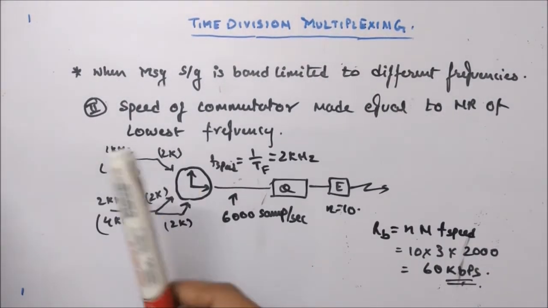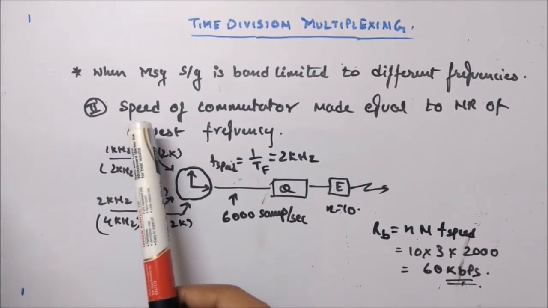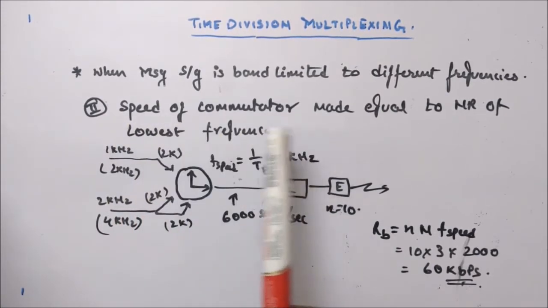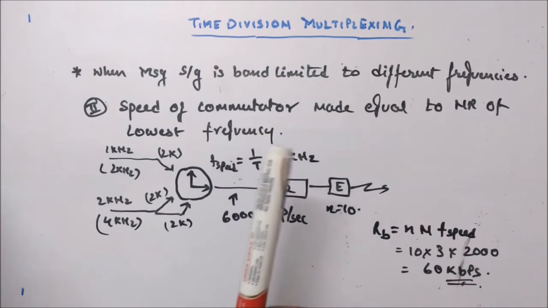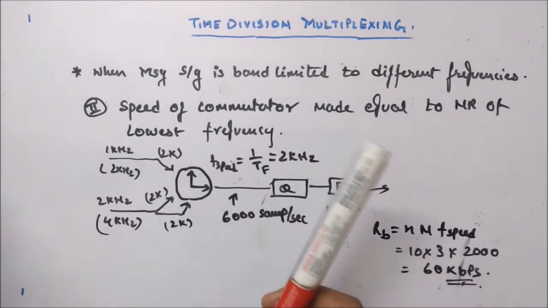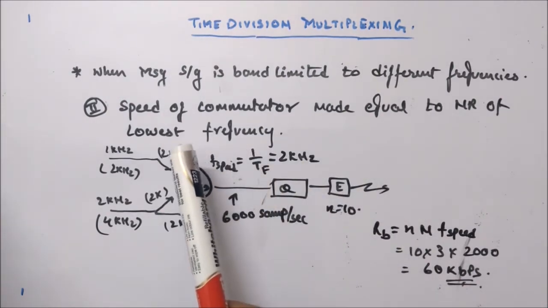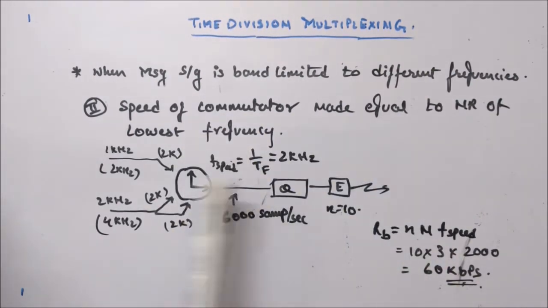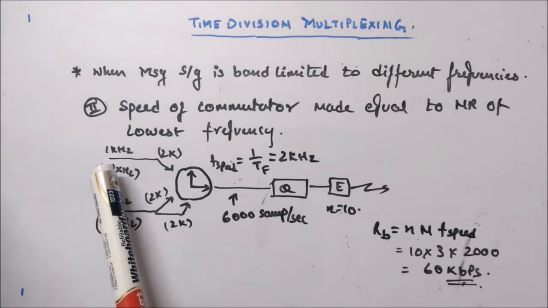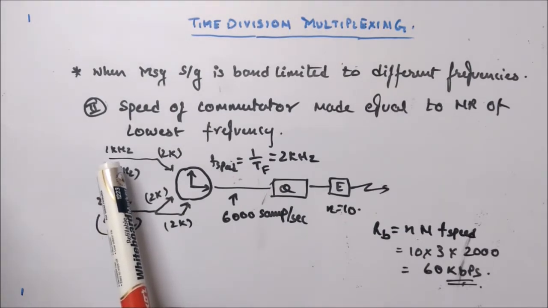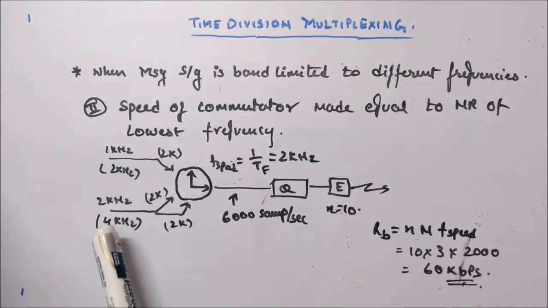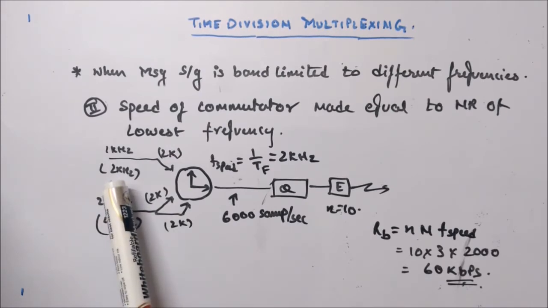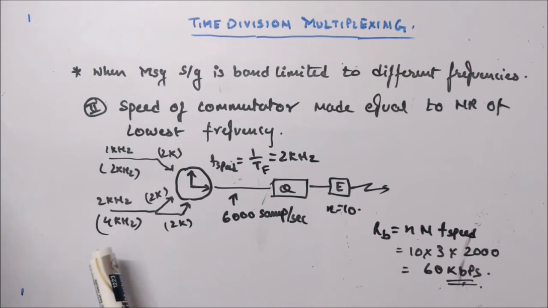Okay, so let's look at the second solution. Here, instead of setting the speed of the commutator to the highest frequency's Nyquist rate, you set the speed of the commutator equal to the Nyquist rate of the lowest frequency. We have the same example. Your message 1 is band limited to 1 kilohertz, and your message 2 is band limited to 2 kilohertz. So the Nyquist rate will be 2 kilohertz here, 4 kilohertz here.